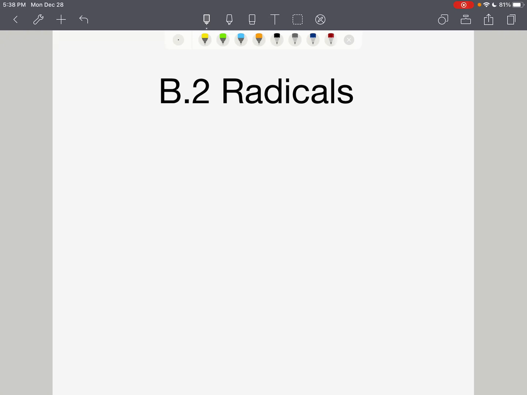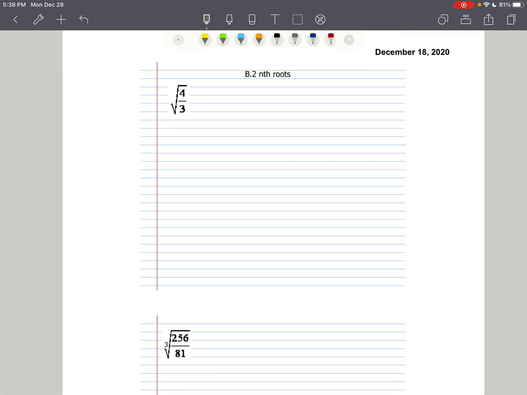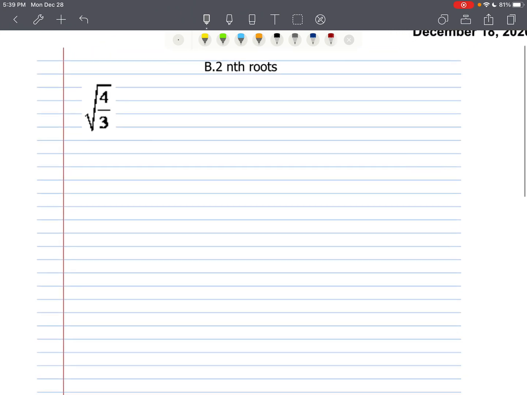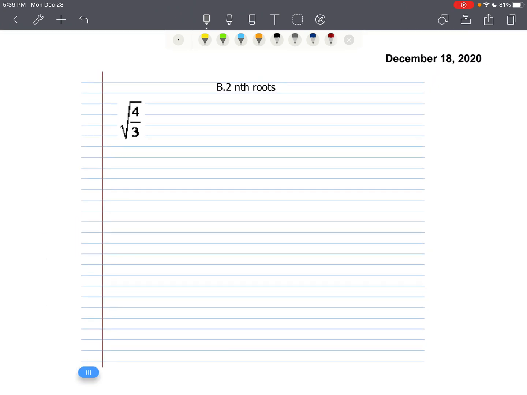In this series of videos, we're going to be learning about radicals or refreshing our memory on working with radicals. In our first video here, we're going to rationalize denominators.